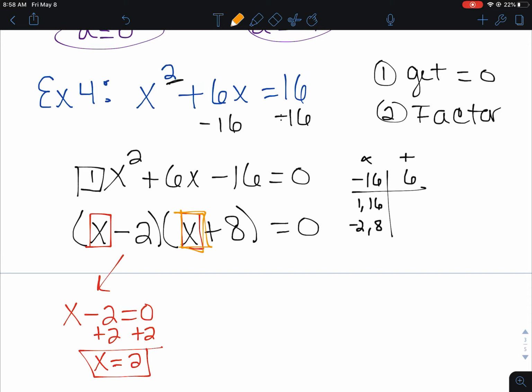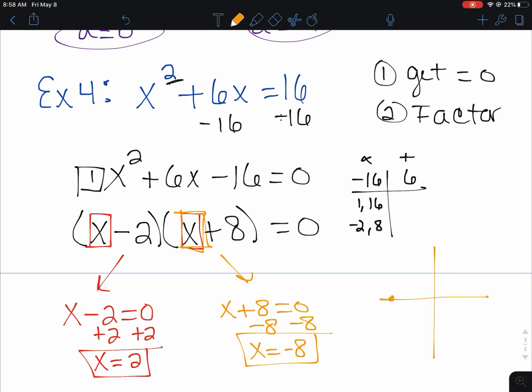All right. For the second one, what plus 8 gives me 0? Well, the opposite of 8 would be negative 8. So x plus 8 equals 0. Again, this is just a check. x equals negative 8. Those are the two zeros that I'm looking for to see where my graph crosses.